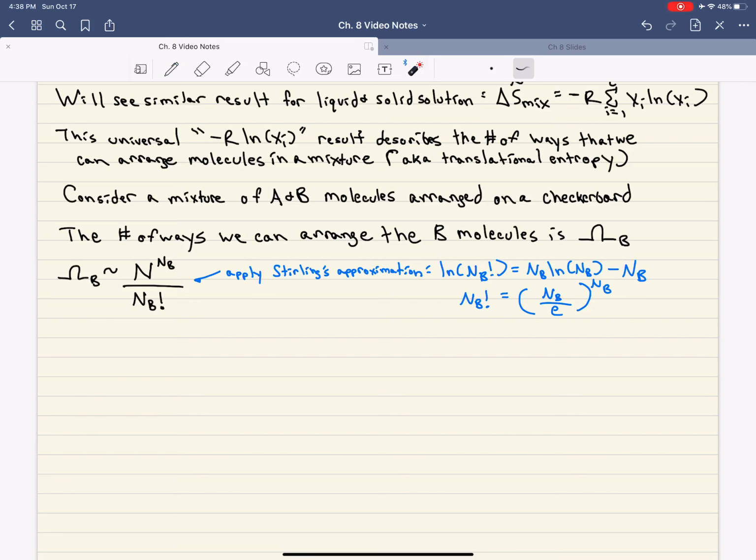So if we go back to our omega formula and plug that approximation in, we get that omega b is now equal to n over nb times e raised to the nb. Okay, so that's the multiplicity of B. That's the number of different ways we could arrange the B molecules in our checkerboard mixture.